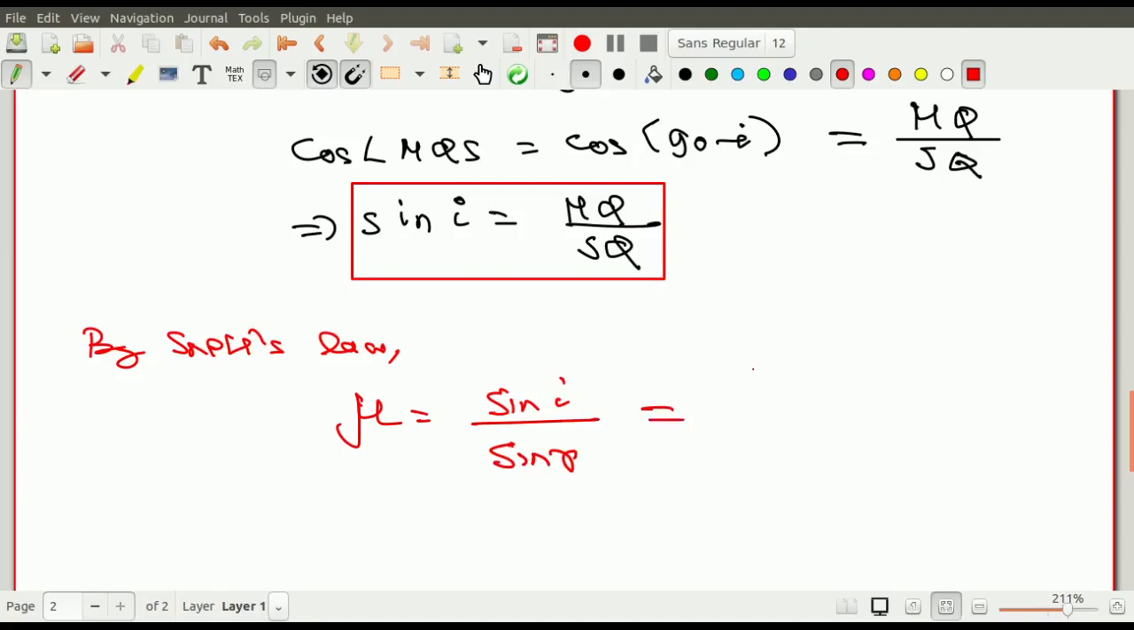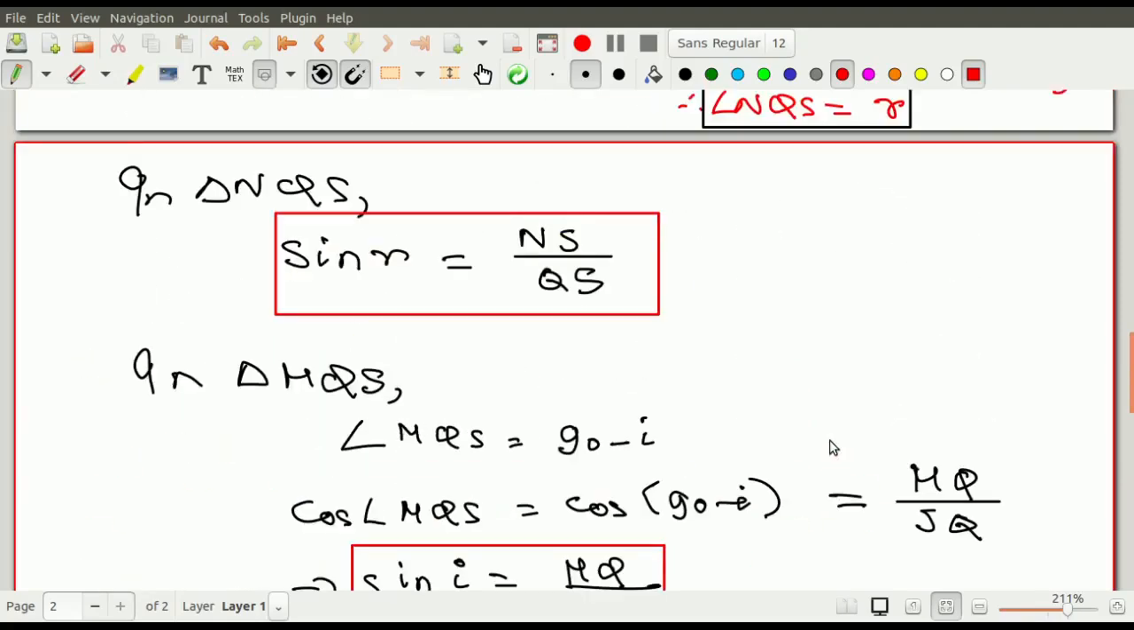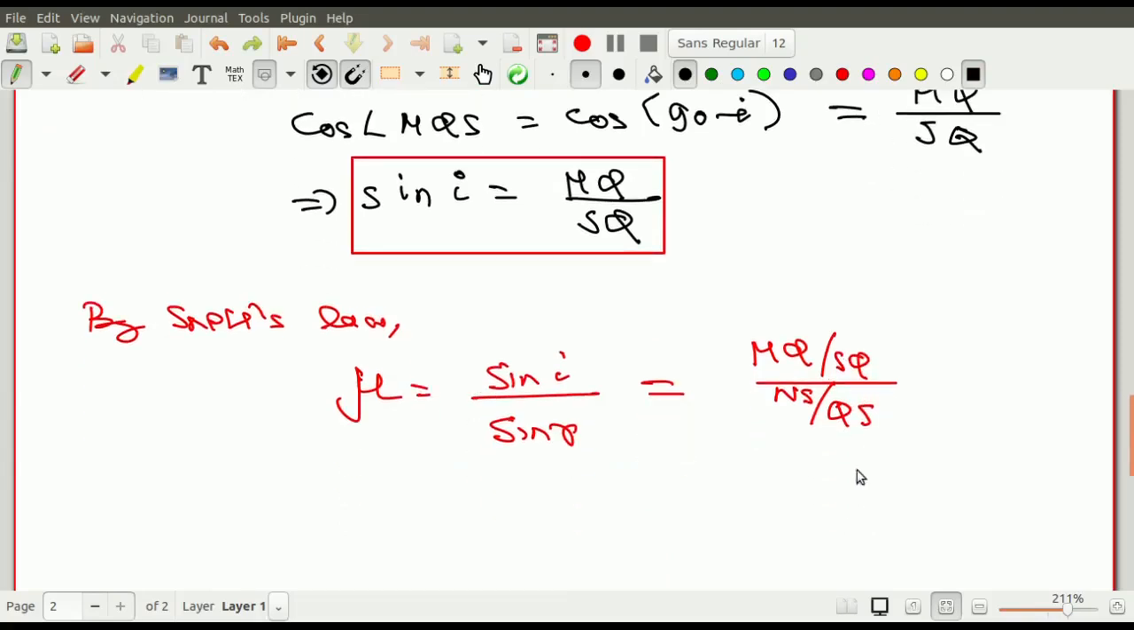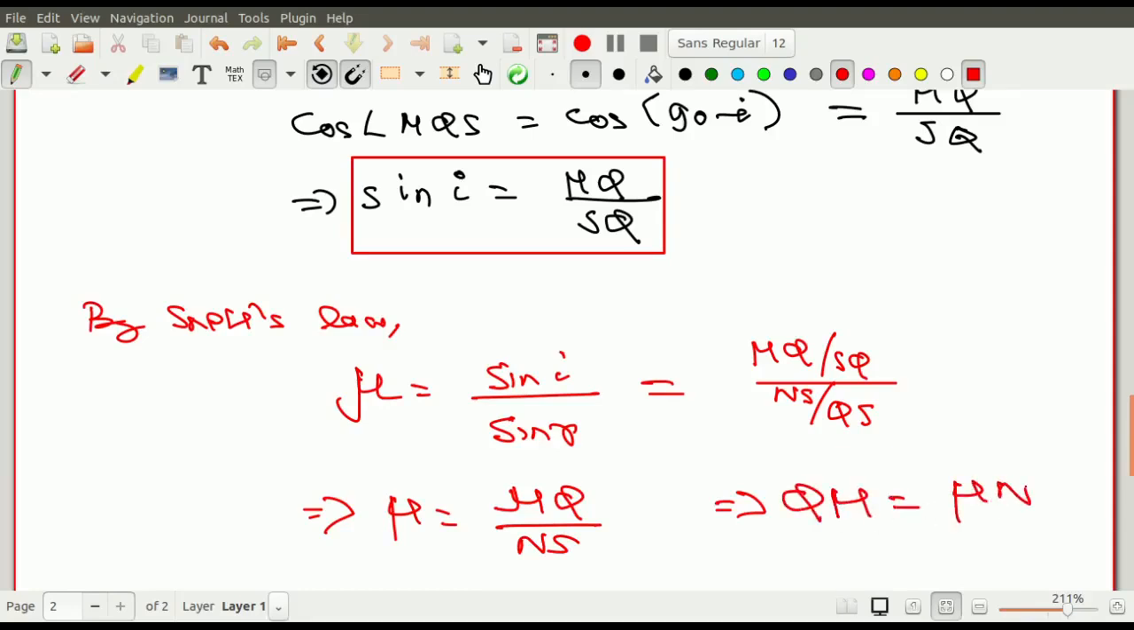So this will give me MQ by SQ divided by NS by QS. SQ and QS will definitely cancel. So these two are the same, looks bad, no need to cancel, just proceed. So it is mu equals to, you have MQ by NS, you are left with MQ by NS. So MQ, or QM, turns out to be mu into NS, right?